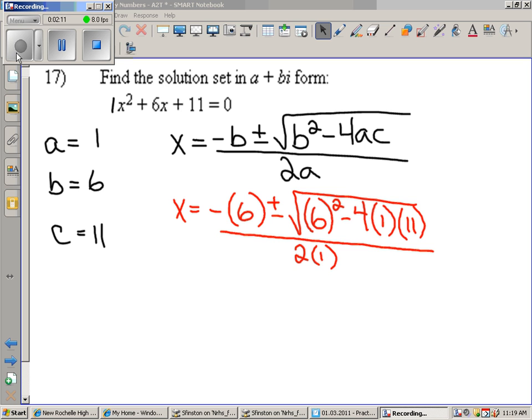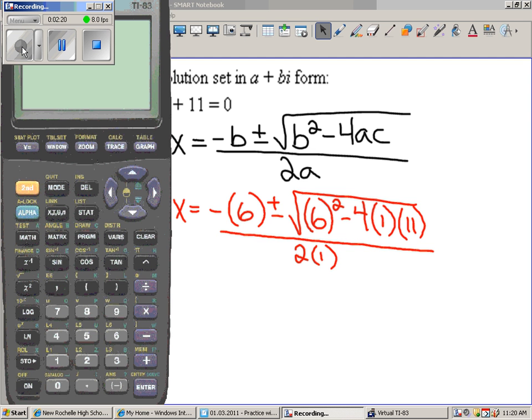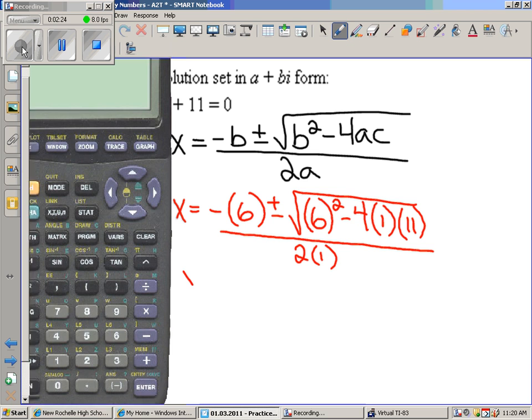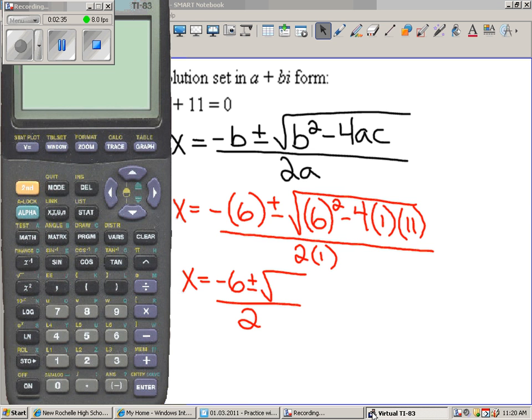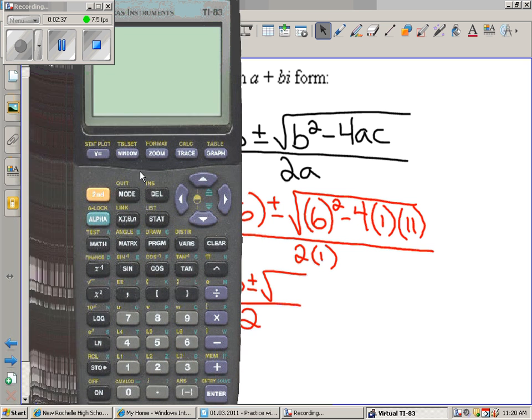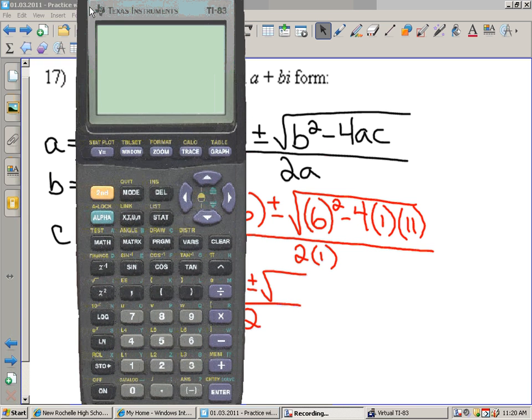Guys, people keep making this mistake. Do you simplify that by hand in your mind or with your calculator? With the calculator. All right, so we're going to plug in what's underneath the square root. So we've got x equals, obviously, negative 6 over 2, plus or minus. Now, here's where people screw this up. Don't do the stuff underneath the square root in your head. Use your calculators.